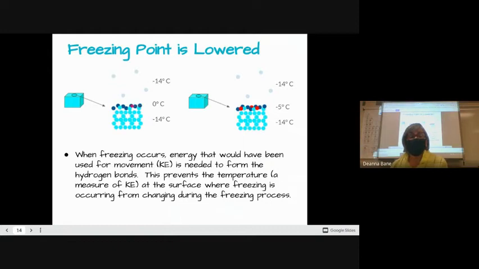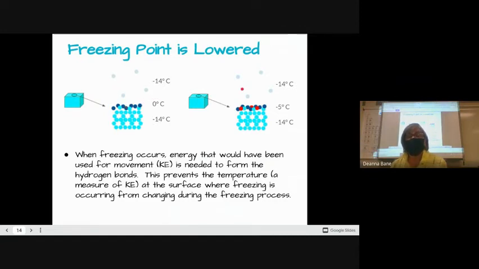So it prevents the ambient temperature, or the temperature of the air above it, from allowing the temperature at the surface to go any lower than 0 degrees Celsius. Because even though those particles might be slowing down, the energy that was used for the motion of the liquid is being used to create the hydrogen bonds.